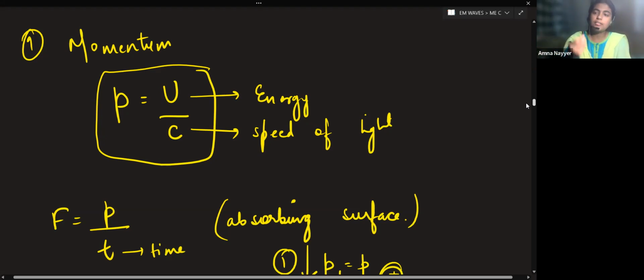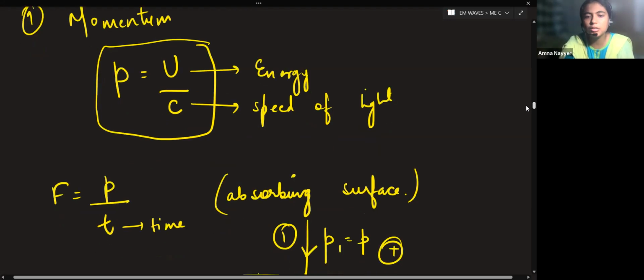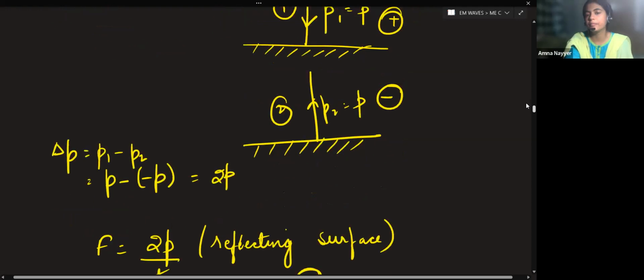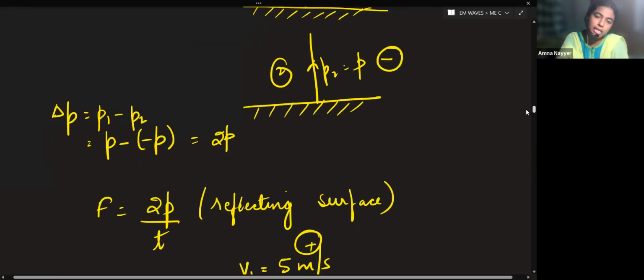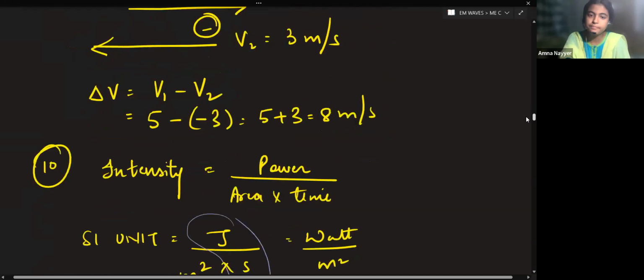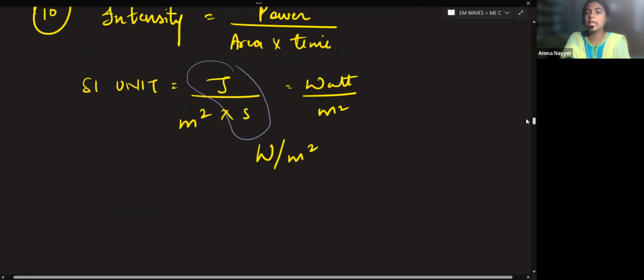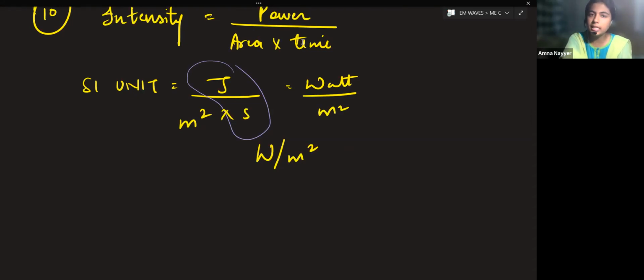Now, when it is getting reflected back, then the formula becomes slightly different. For that purpose, you have this 2p, because if you put in the sign convention, p minus minus p will give you 2p. So F will be equal to 2p divided by T. And last was intensity, which is power per unit area per unit time, whose SI unit is watt per meter square. Tell me, class, from here, any doubts till now?